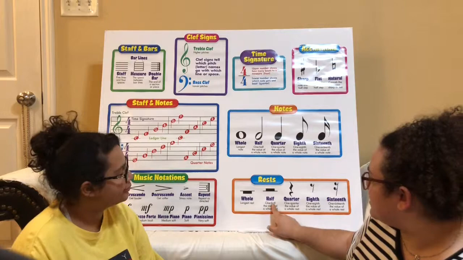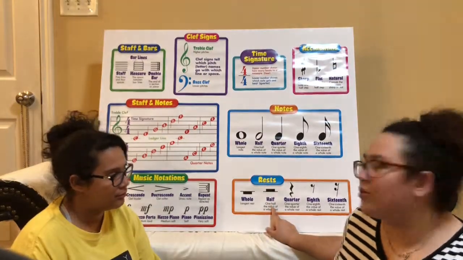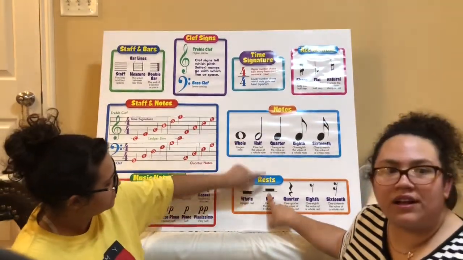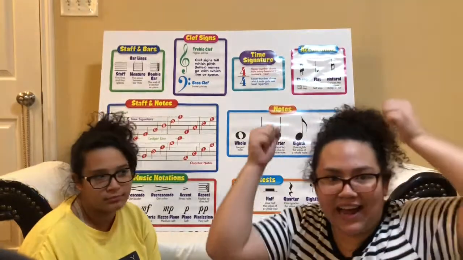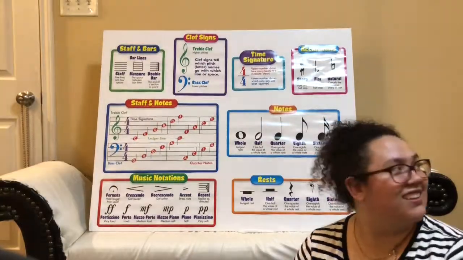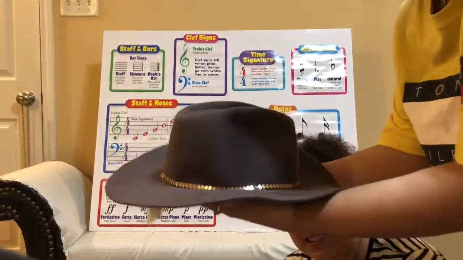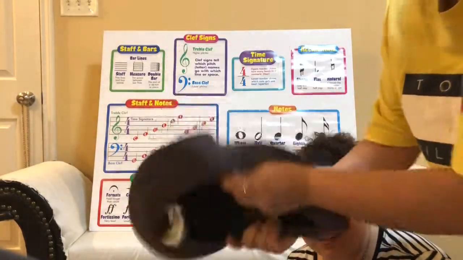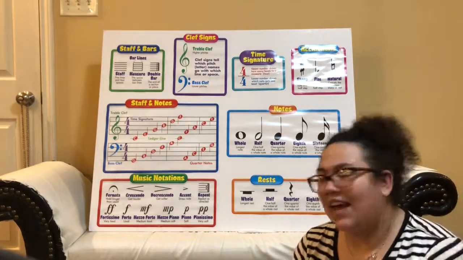The next thing is a half rest. If you can see it from over there, it looks like a little hat. Just like this one. Yeah, it looks like a hat. Except it's not a cowboy hat.